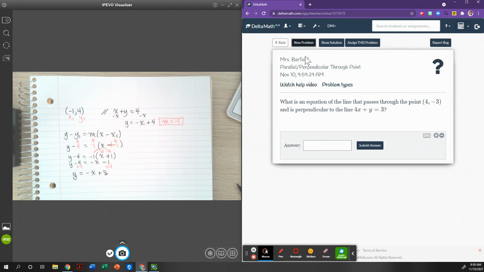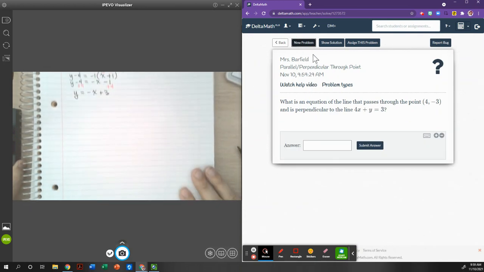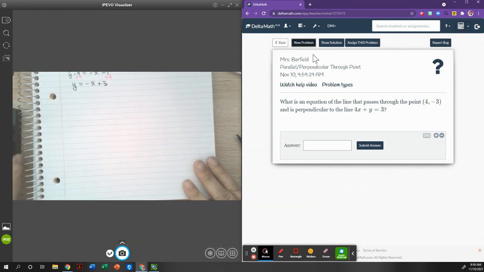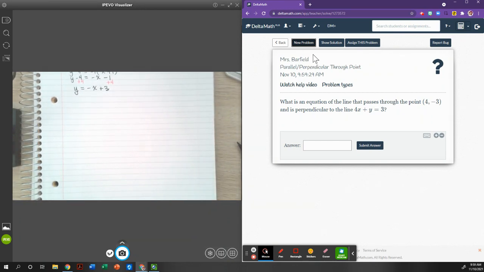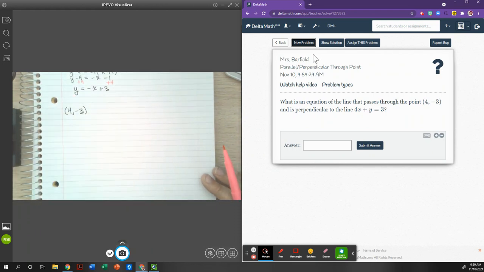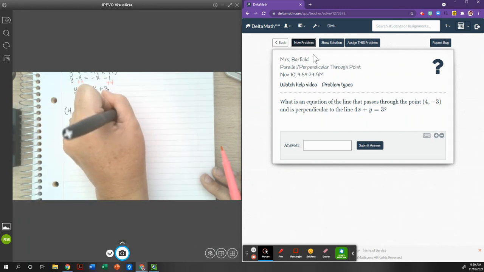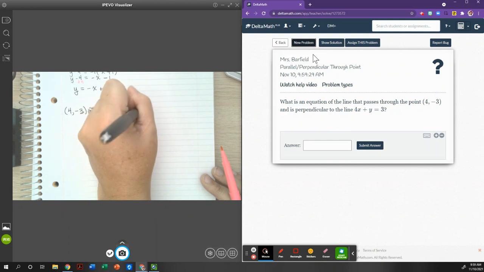All right, let's try a new one. So this one is the same type of question. They're all going to be similar, except this time it says perpendicular. So I'm going to use the point (-3, 4), but I want to be perpendicular to 4x plus y equals 3.